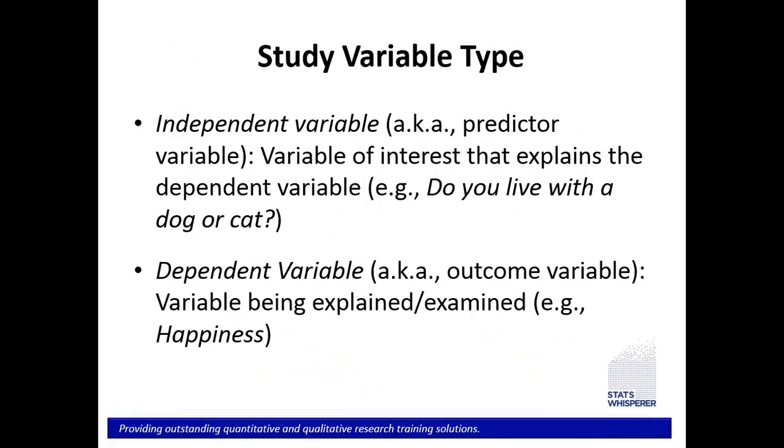All right, study variable type. Very, very basics, right? So this is where it all starts. Our independent variable, also called a predictor variable, is our variable of interest that we believe explains the dependent variable. In our sample study, the dependent variable is happiness. And we believe whether you live with a cat or a dog is going to explain your level of happiness. So that's our independent variable. Then next, the dependent variable, also called the outcome variable, is the variable being explained or examined, such as, we said, happiness. We're trying to explain happiness.